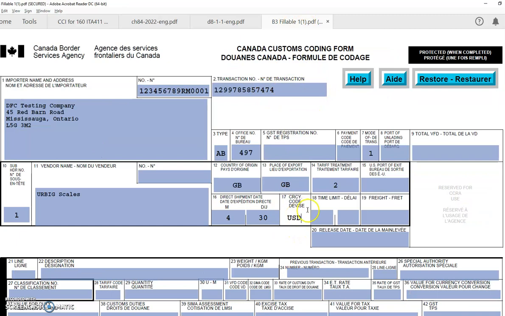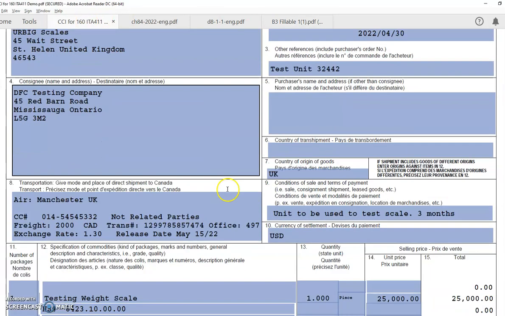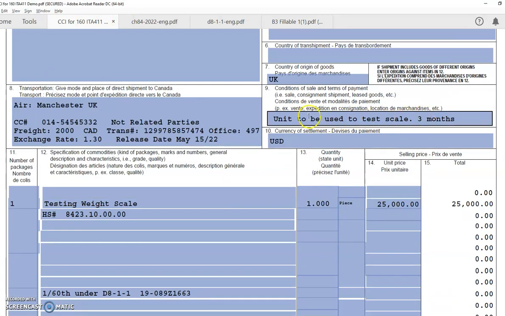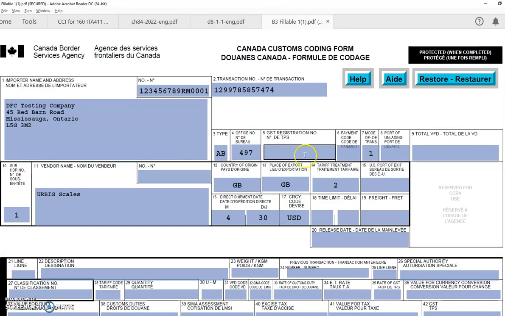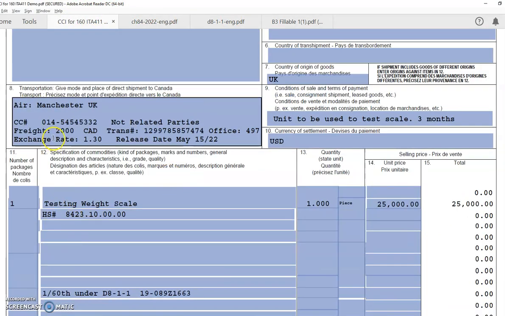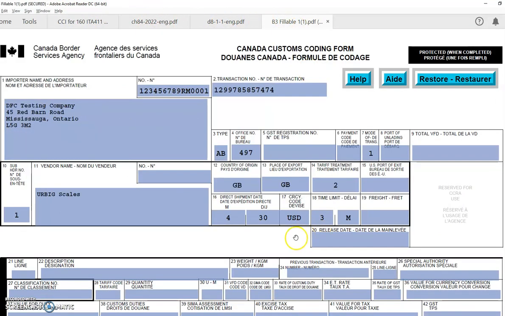Now, here is an item we haven't filled out before. We need to put in the time limit. How many months is this item going to be here? So it says right here, this unit's going to be used to test scales. It's going to be here 3 months. So on the B3 in field 18, we need to put 3M for months. The freight is listed here. It's $2,000 Canadian, so that's easy. We just put down $2,000.